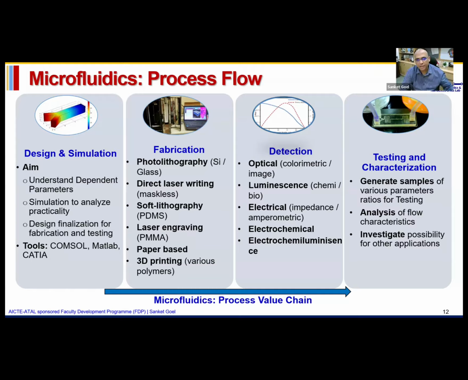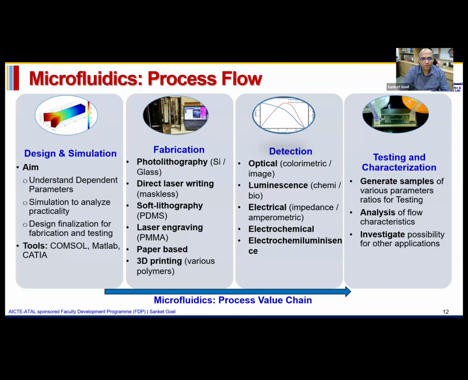And fabrication can be done in multiple ways depending on what kind of base material you are looking at. Are you looking at glass or silicon, or are you looking at the textile or paper or polymer? So depending on that, we can select what kind of fabrication methods I'm going to use. Like photolithography, typically done on silicon or glass.